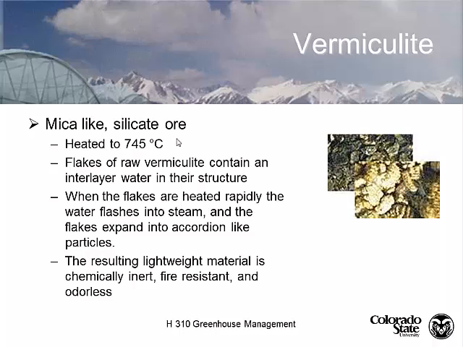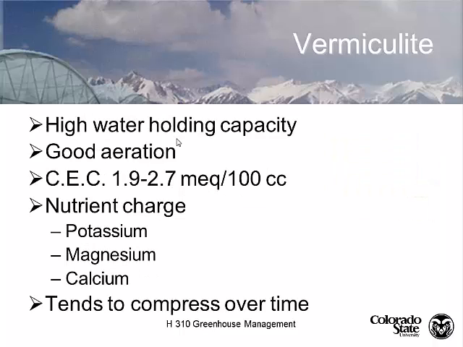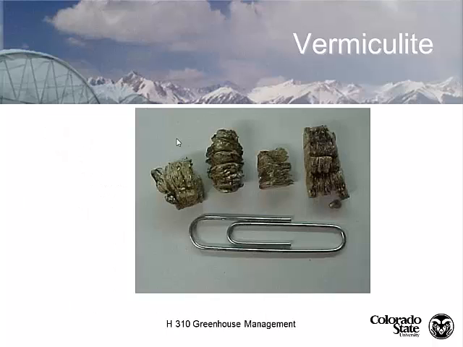It's basically chemically inert, a little bit of potassium in there, and it's fire resistant, odorless. It's used for shipping materials. It's got good water holding capacity, good aeration. Since it's a lattice material, it gives us a little bit of a cation exchange capacity, and a significant charge of potassium and a little bit of calcium and magnesium. However, over time, it does decompress. So this is what the vermiculite particles look like when they're expanded. It's a good potting media substrate, and probably most of what we see of our commercial potting mixes are a blend of sphagnum peat moss and vermiculite.